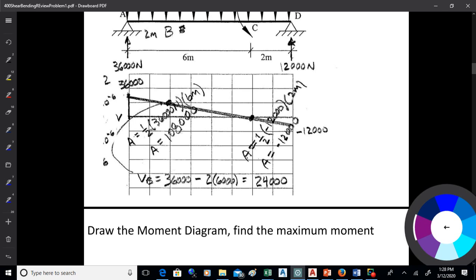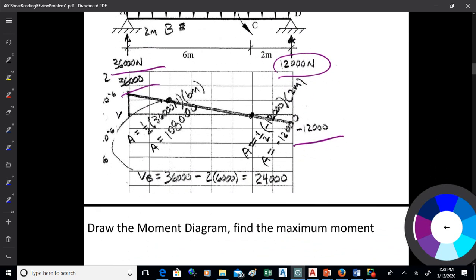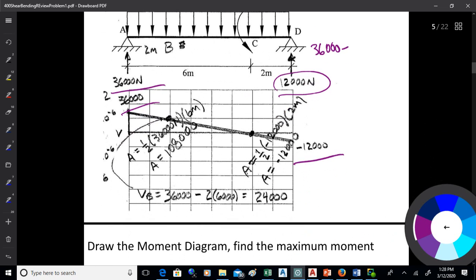Okay. Now, a couple of things to get off of this. We know we're starting at the left reaction, and we're coming over to the right reaction. It's a straight line in between. Keep in mind that the slope of the shear is the value of the distributed load. So you're taking 36,000 minus whatever that unknown distance is times that negative 6,000 slope. Set that equal to 0, so you get 6,000x is 36,000. That's how you find that x is 6. That's where it zeroes out.